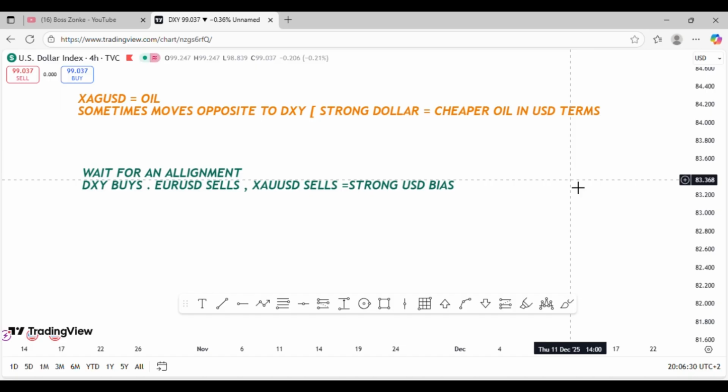Once you get these things like this, guys, then you know you've got strong USD buyers, meaning you can buy USD JPY, you can buy USD CAD, you can buy USD Swiss, you can buy USD, I don't know what else is there. You understand? And then you can sell AUD USD, you can sell Euro USD. You understand, guys?